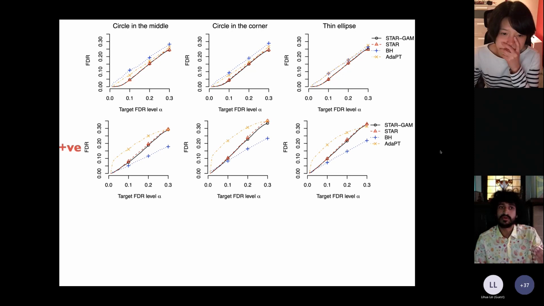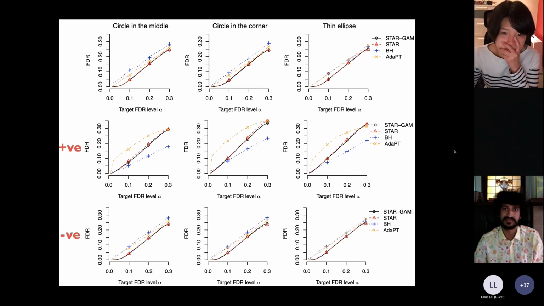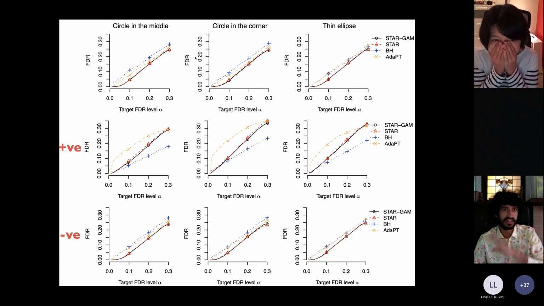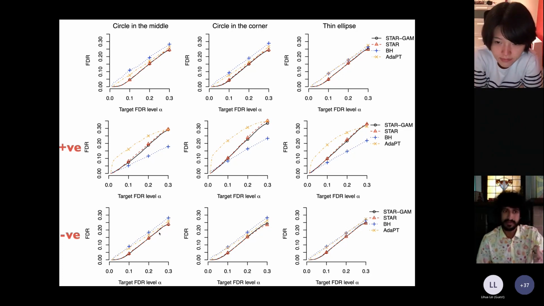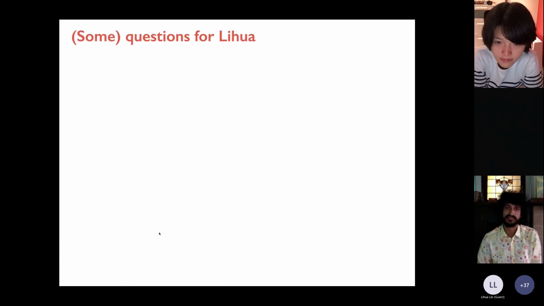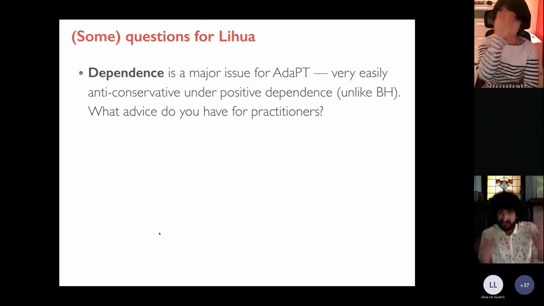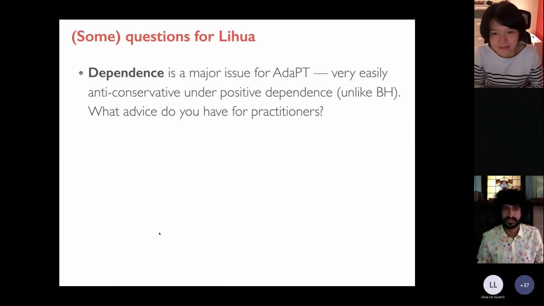But when you try them out on positive and negative dependence, when you have independent data, that's the first row, circle in the middle, circle in the corner, they all have FDR control at the target level, all the methods, that is STAR, BH, ADAPT, things like that. But when you move to positive dependence, it seems like BH becomes conservative, STAR remains reasonable, and ADAPT becomes anti-conservative. So that's a little bit worrying. Under negative dependence, all of them are doing reasonable jobs. So this is what I mean by ADAPT becomes anti-conservative under positive dependence.